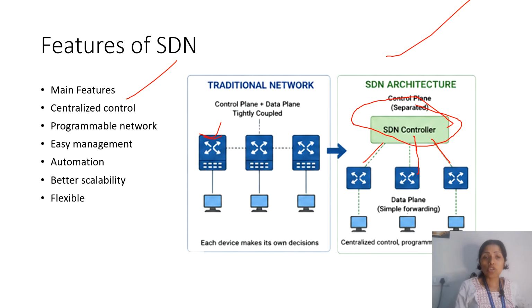So: centralized control, a programmable network that can be programmed using software, easy management, and automation, because everything is controlled through the software. That's why it is called automation. Better scalability and flexibility: you can connect thousands of switches, which can be controlled by only one controller. Scalability means a huge number of devices can be connected with the help of only one SDN controller. So these are some features of the SDN network.